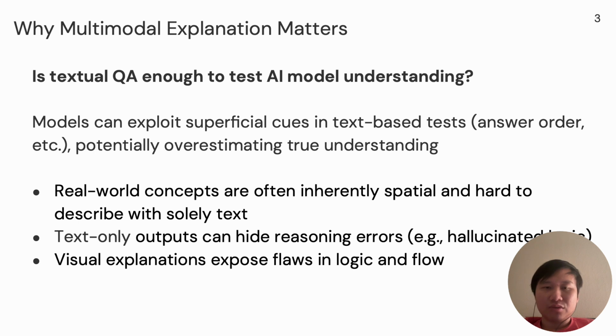Then why does multimodal explanation matter? When evaluating AI model understanding, prior benchmarks often relied on multiple choice or free-form textual answers, which can mask superficial reasoning, and many real-world concepts, like geometry, are spatial in nature. So text alone can hide AI hallucinations, and visual explanations can expose those deeper flaws in the AI model's reasoning.